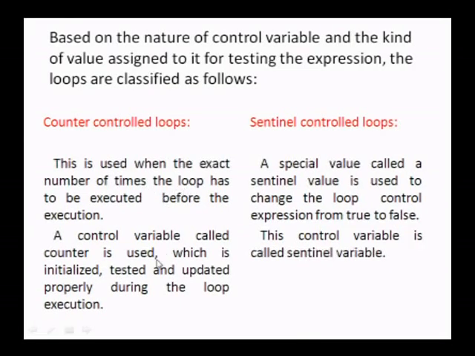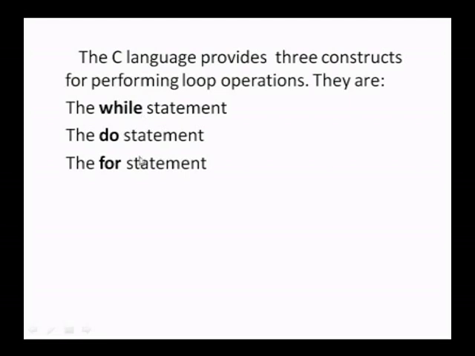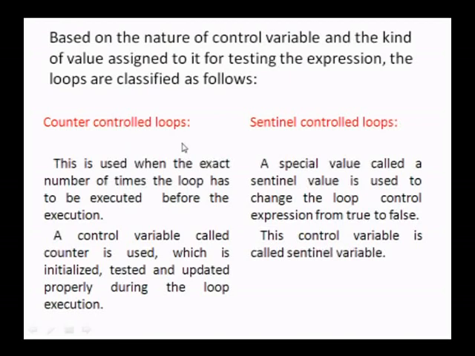Immaterial of whatever loop structure we take, either it could be a while statement or a do while statement, the loops could be of two types, that is it could be a counter controlled loop or a sentinel controlled loop. So, what is this counter control loop? This is used when the exact number of times the loop has to be executed is known. That is, before the execution, if we know the number of times the loop body is going to be executed, then such kind of loop we will call it as a counter control loop.